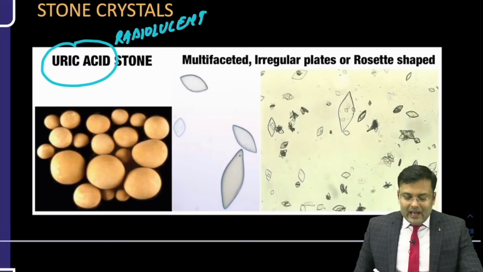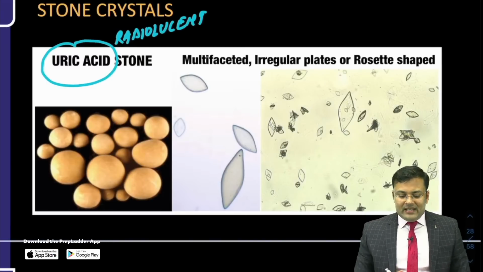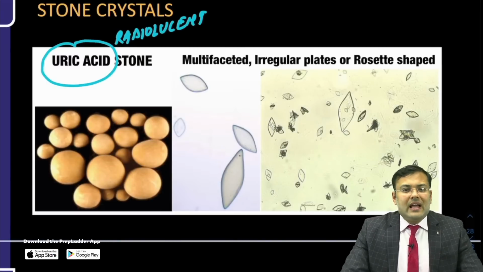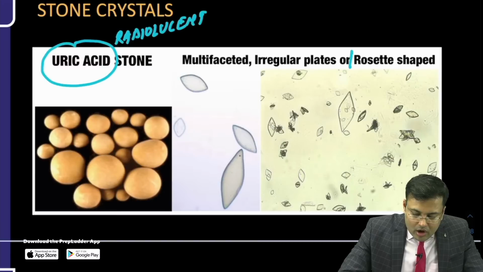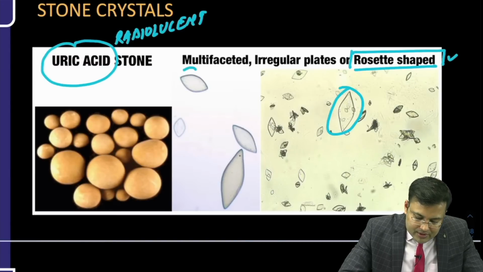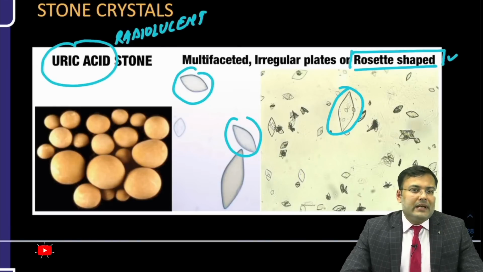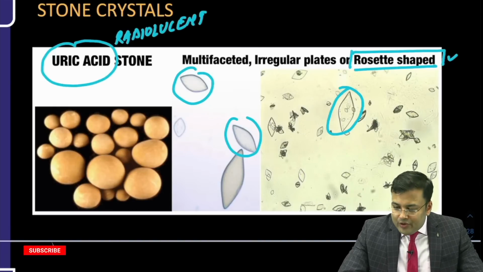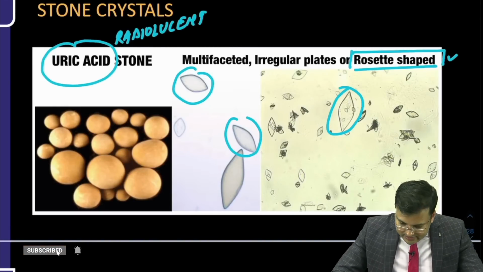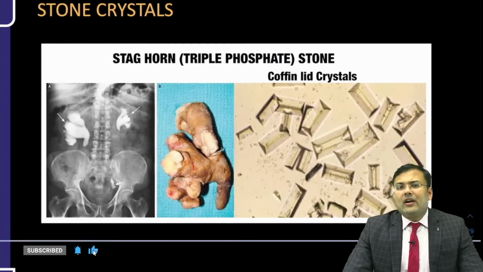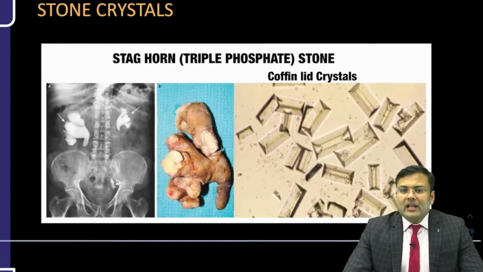renal stone. And what kind of crystal is there? You can see it is multifaceted, like irregular plates or rosette shaped crystals. You can see here the shape. Multifaceted, irregular plates or rosette shaped in uric acid crystal. Clear? Now staghorn, what are the other names of staghorn calculi?